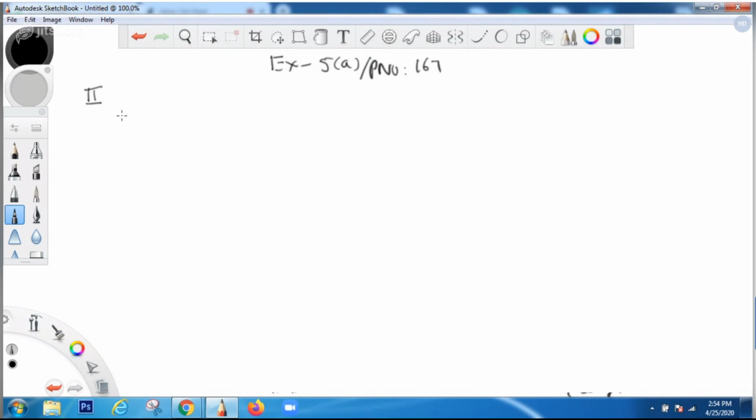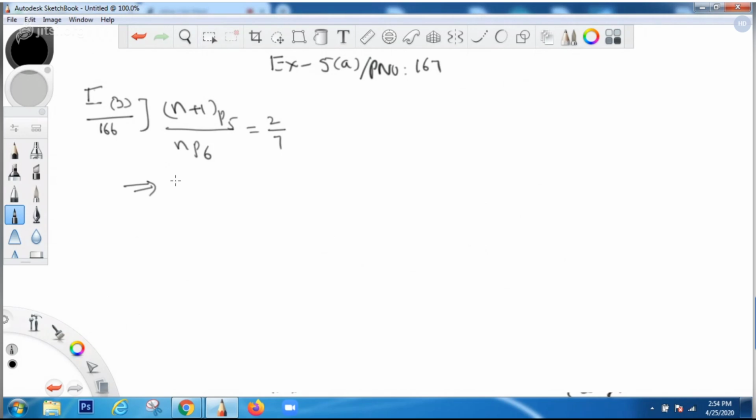Now the question is n plus 1 P5. This is the third one of page number 166. n plus 1 P5 divided by n P6 is equal to 2 by 7. That is given to you.